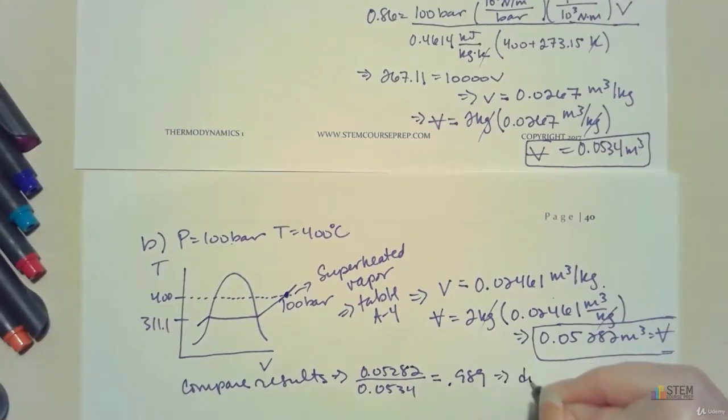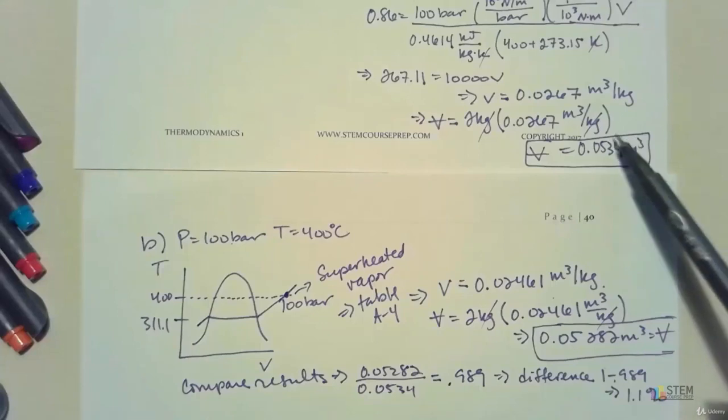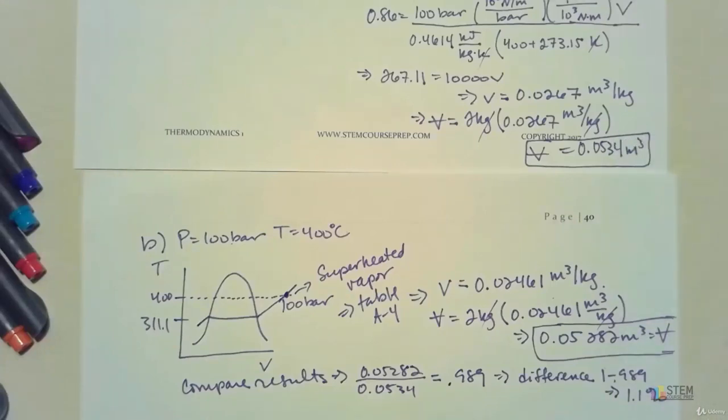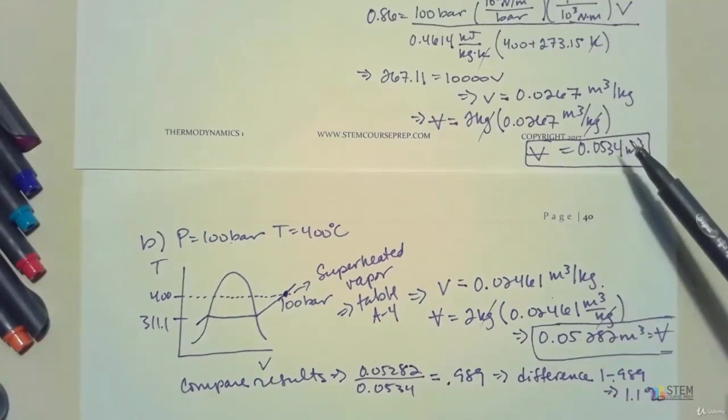So the difference is 1 minus 0.989, which is basically 1.1%. So there's a 1.1% difference that we get. And a lot of that is brought about by the fact that we kind of had to guesstimate our values. Now, this Z that we had was 0.86. All right, so that is not close enough to consider this as being an ideal gas.